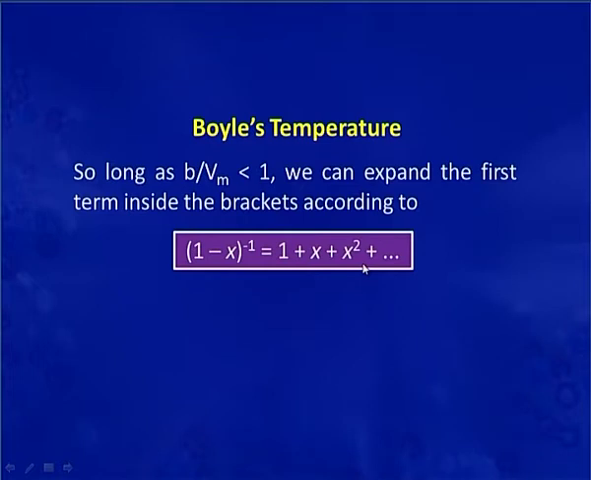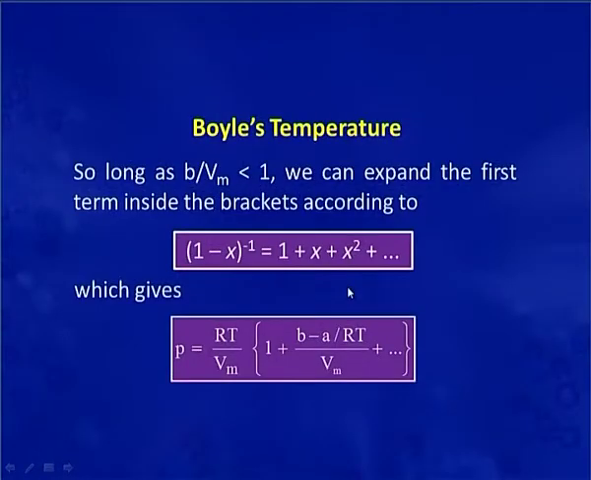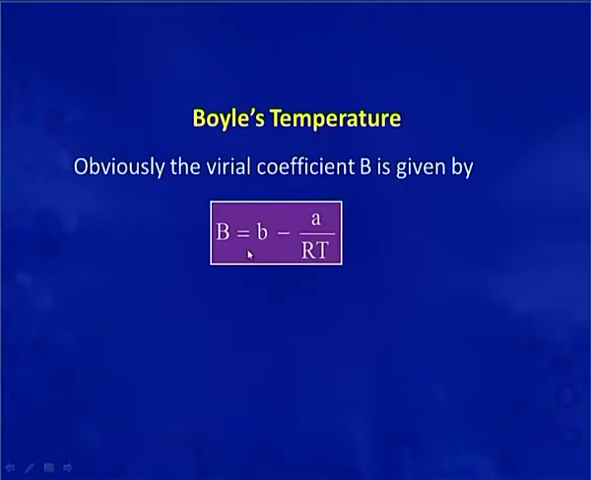So we can put here the power series, that is (1 minus x) to the power minus 1 is equal to 1 plus x plus x square plus x cube and so on. As you know, this is a power series. When you put this value here, it gives P is equal to RT by Vm into 1 plus (b minus a by RT) by Vm plus and so on. So when you solve this, obviously the virial coefficient, capital B, is equal to b minus a by RT.